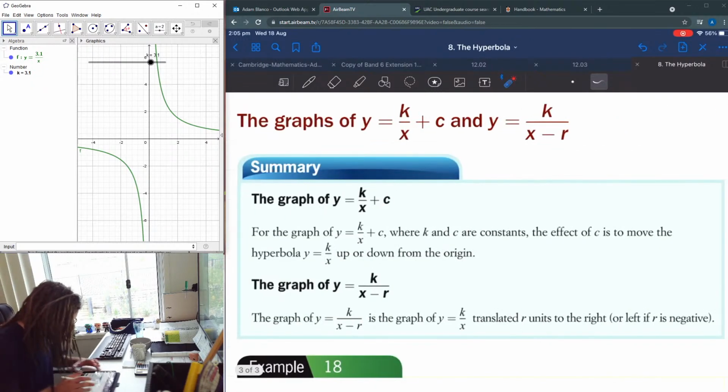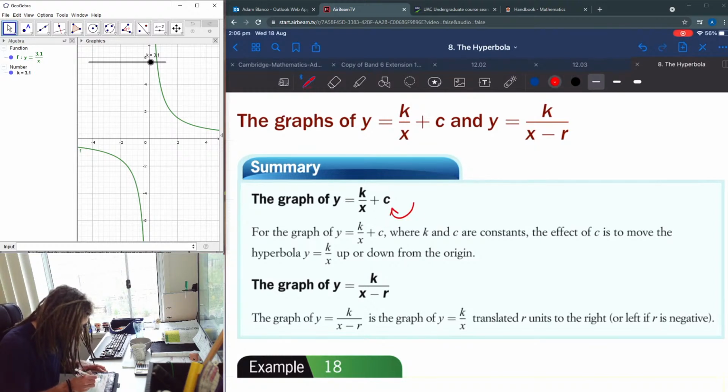Just kidding, we're going to move them up, down, left, and right. Now, this is where we start moving our asymptotes. So just think of this as my normal graph, k on x, and this plus c on the end just moves it up or down. And we call that a vertical translation. So vertical, up and down, translation means moving.